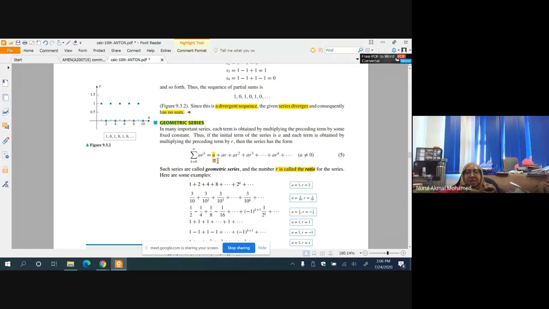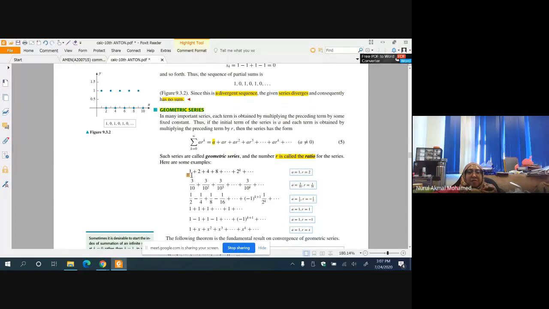Why is it called the ratio? Because if you take the ratio of the second and the first term, ar divided by a gives you r. If you calculate ar to the power of 2 divided by ar, it gives you r, which is the value of the ratio. If you take ar to the power of 3 divided by ar to the power of 2, it will also give you r. So that's why r is called the ratio of the series.